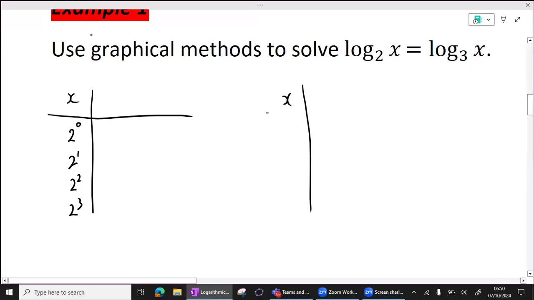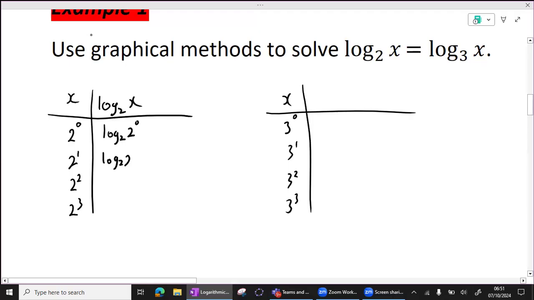For the other one, the base is 3, so I'm going to put 3's everywhere. And then I'm choosing 0, 1, 2, 3. You could choose anything there, but I'm just choosing your standard 0, 1, 2, 3. Now, when you put that into your function, wherever there's an x, you put in your domain. So you're putting in this and putting in your 2 to the power of 3.